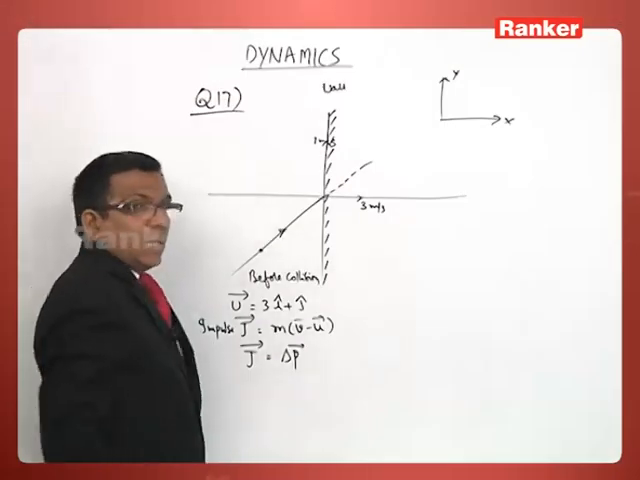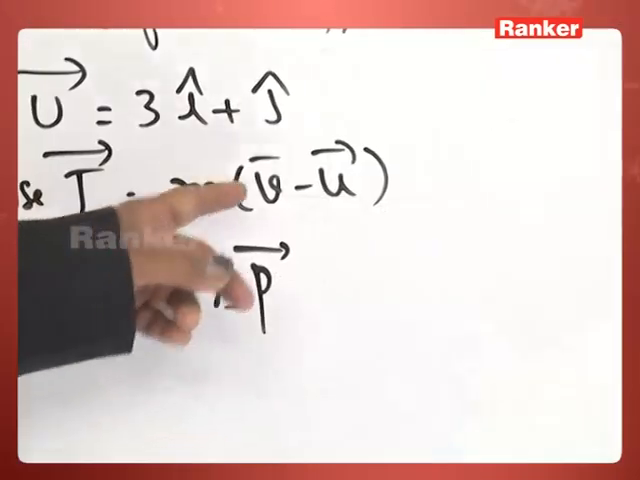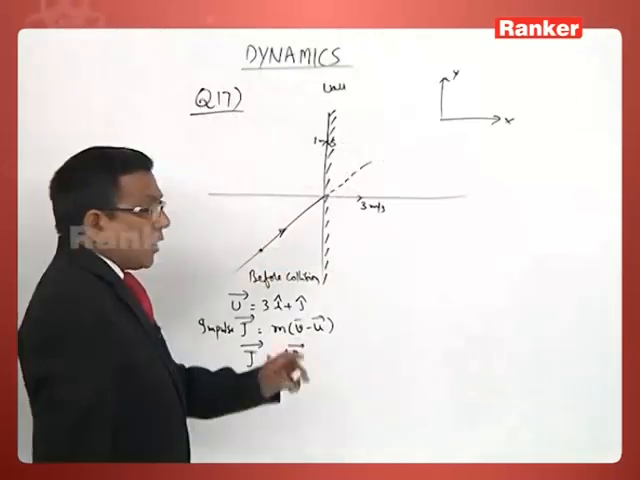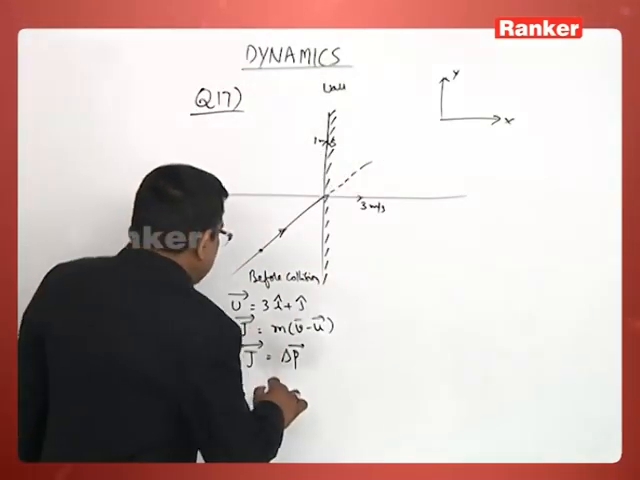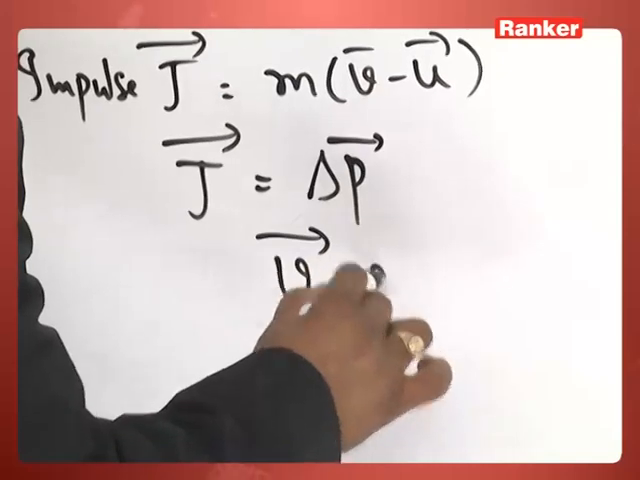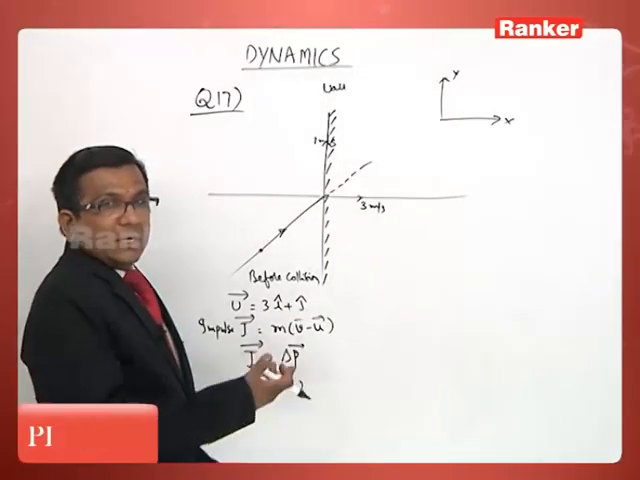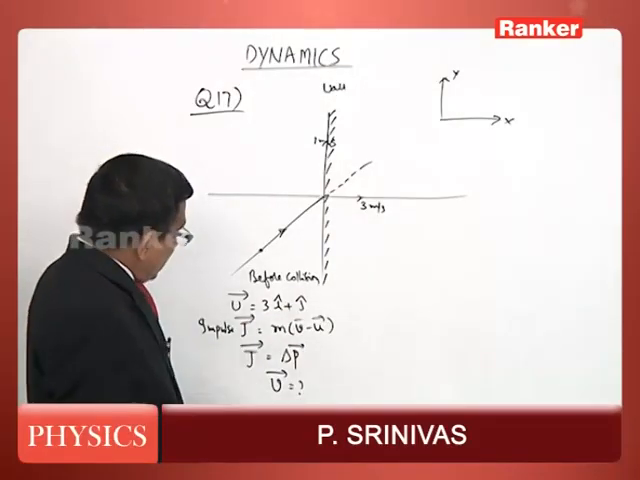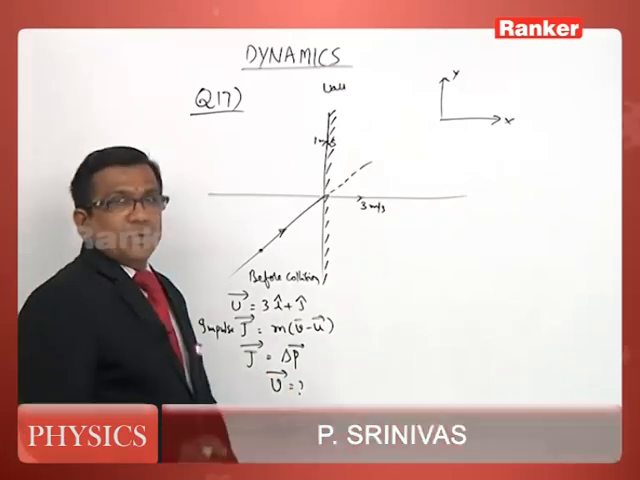Impulse is nothing but delta p bar. Delta p bar is what? Change in momentum. Change in momentum is m into v bar minus u bar. So to calculate this, we require v bar. If you know v bar, you can calculate the impulse imparted. So what is its velocity after collision?